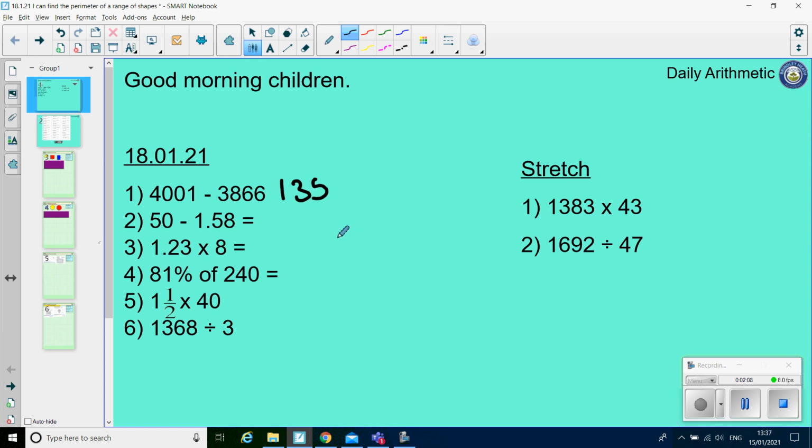Okay, question 2 is the exact same idea. It's still a column subtraction. However, the tricky part here is to line up the digits correctly. So my 1 is in the ones column, so it needs to go under the 0 of my 50. I'll need two placeholders in here, and then I can do my column subtraction. 0 take away 8 I can't do, so once again I'm going to have to exchange, and I'm going to need to go to that tens column to do that.